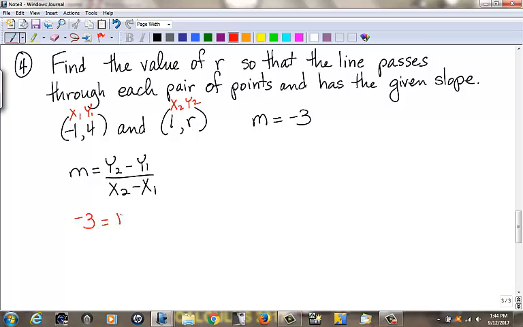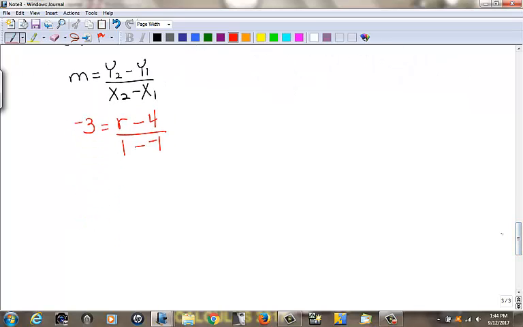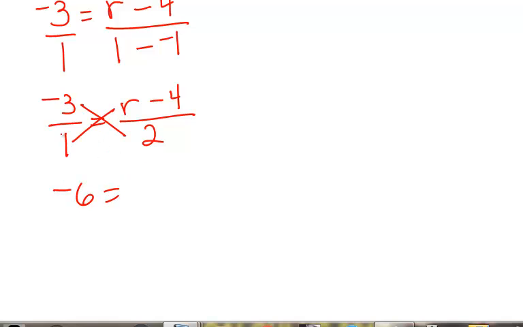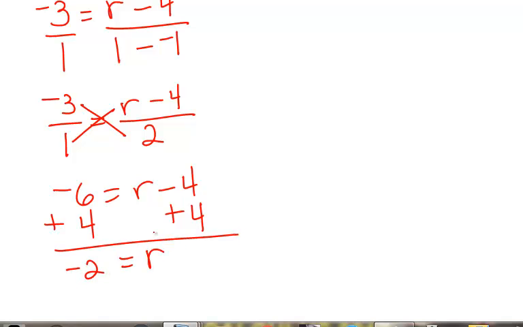You know what y sub 2 is: r. The y sub 1 is 4. The x sub 2 is 1. The x sub 1 is -1. -3 is the same thing as -3 over 1. Okay? And I can do -3 over 1 equals r minus 4 over 2. Cross multiply to solve because it's a proportion. So when we cross, we'd have -6 equals 1 times that quantity, which is just r minus 4. Add 4 to both sides. And r equals -2.